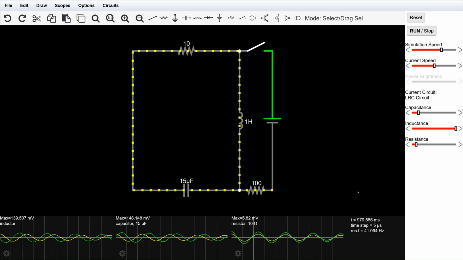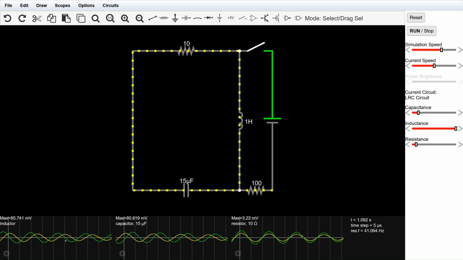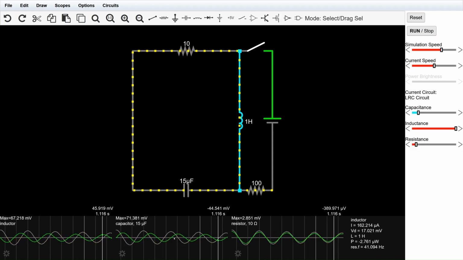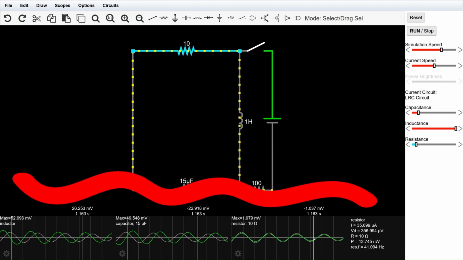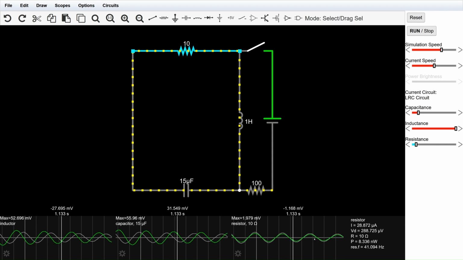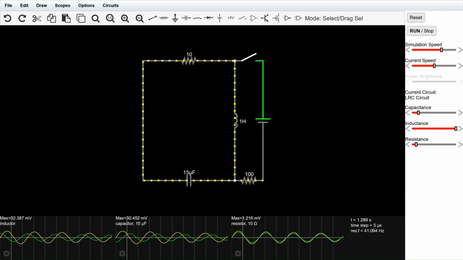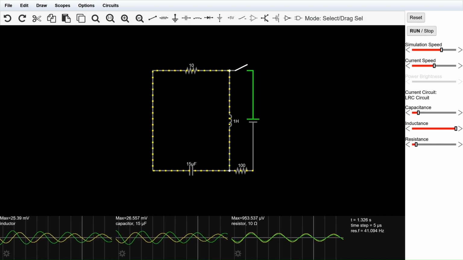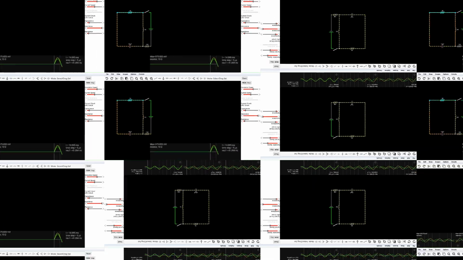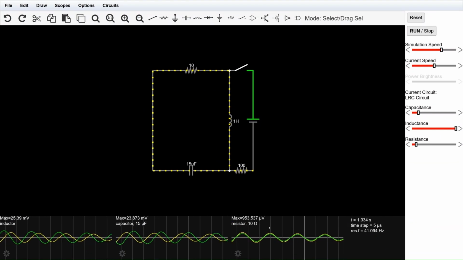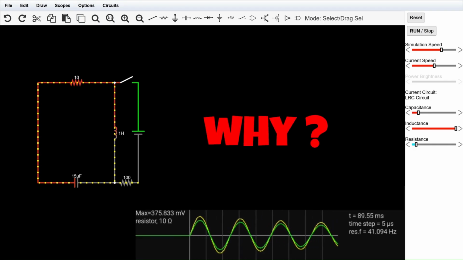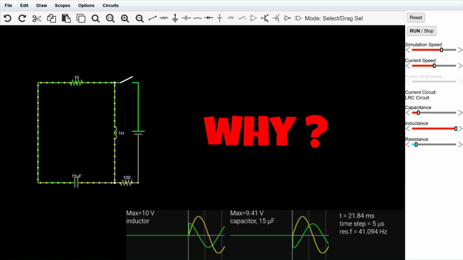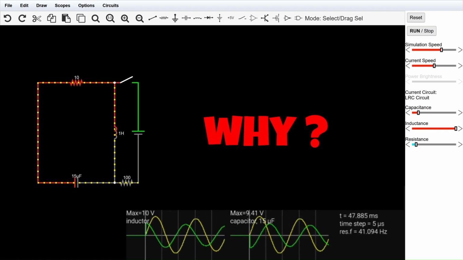When energy moves back and forth between the capacitor and the inductor, the voltage and current in the circuit can oscillate like a wave. The resistor affects this oscillation by slowing it down over time. When we look at the resistor graph, we can see that the voltage and current are in phase. Why are the voltage and current phases different for the inductor and capacitor?